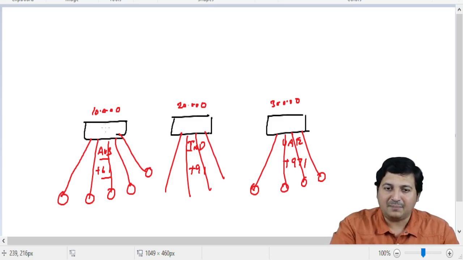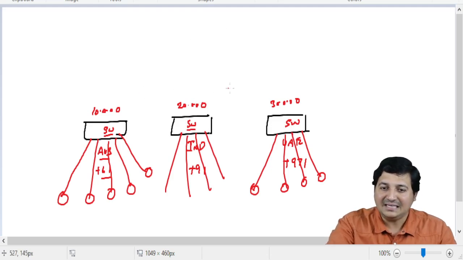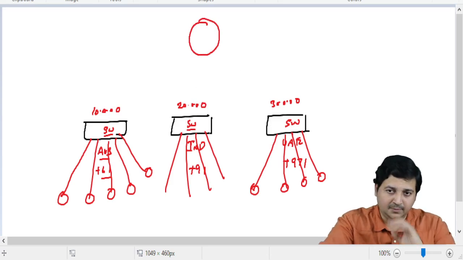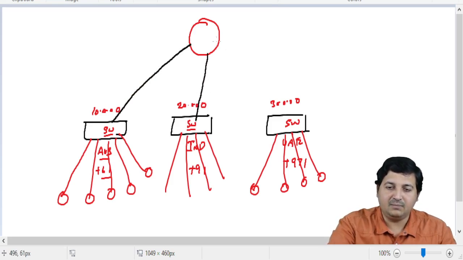Okay, see, at present I just say that this is my switch. Why I use a switch, that explanation I already gave in those videos. Please go through those videos. So imagine these are like 3 different switches, 3 different networks. Now to connect these 3 networks together, I need a network device called a router. So I will connect this router by using a cable.